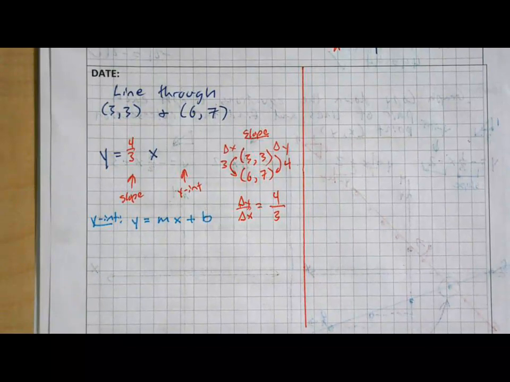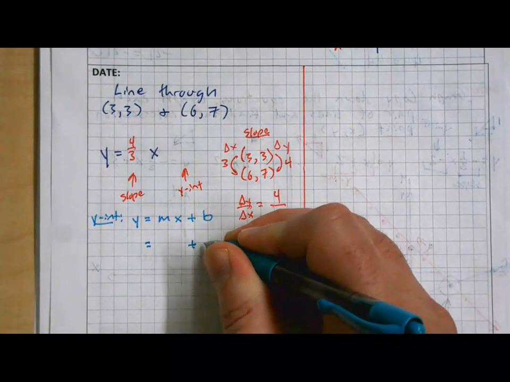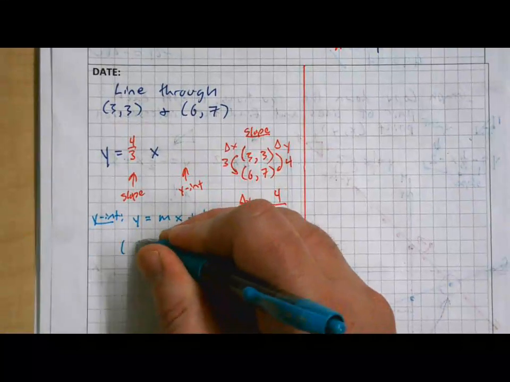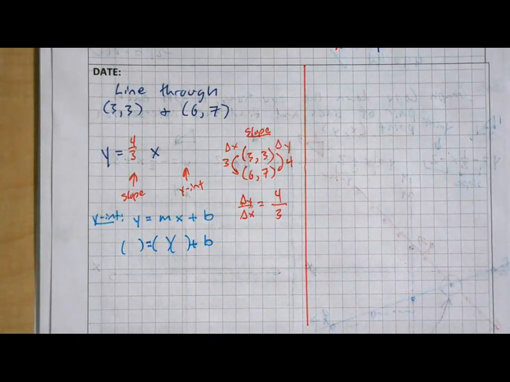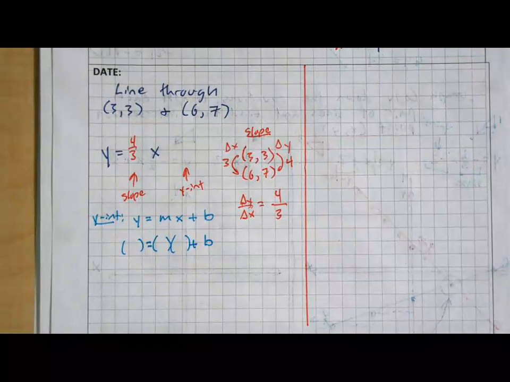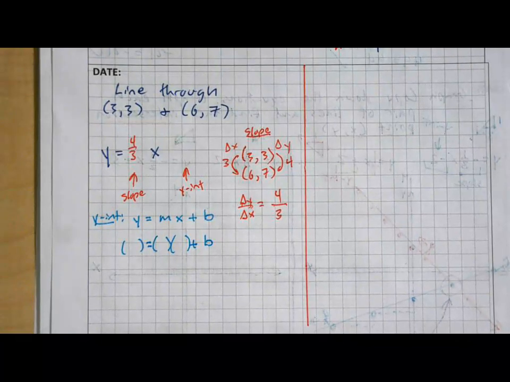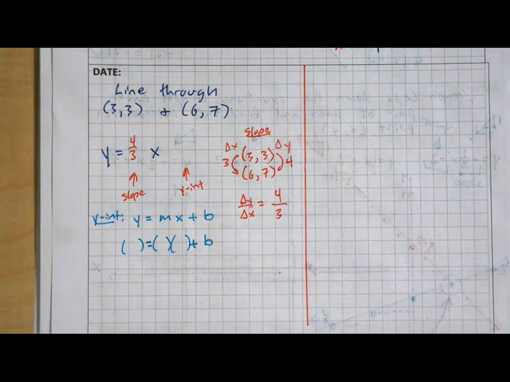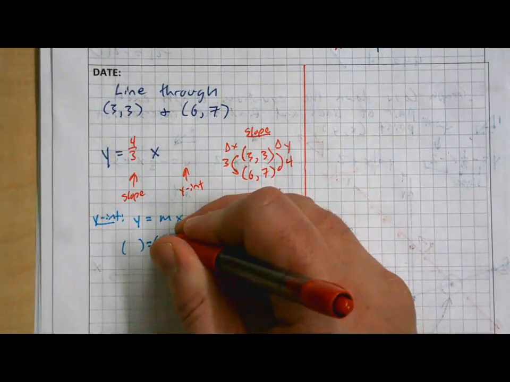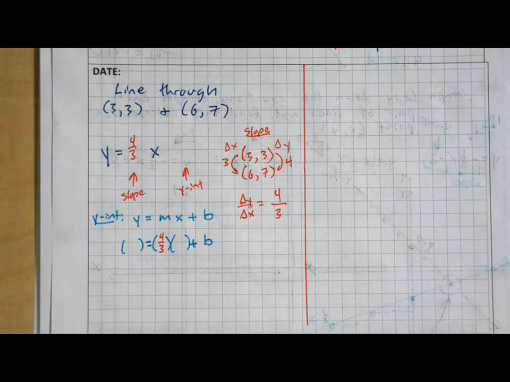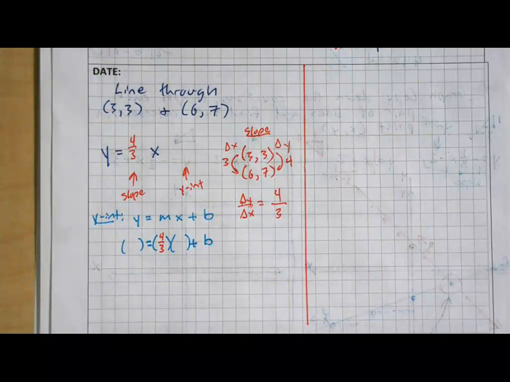I would like you to rewrite this equation right underneath it, but I want you to fill in numbers for everything except for b. We don't know what b is, but we do know what all the other 3 numbers are. We know for sure what m is. What is m? M is the slope. And what's our slope? 4 over 3. All right, put 4 over 3 in the m spot. Now all I need is an x and a y. I need a number for x and y.